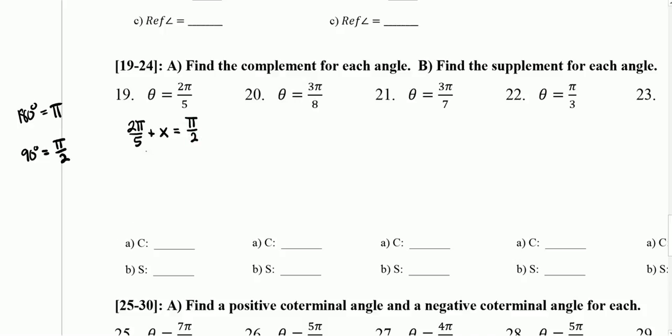So I'm going to subtract 2 pi over 5, and we get our complement is pi over 2 minus 2 pi over 5. We need a common denominator if we're going to subtract. So first fraction, I multiply top and bottom by 5, and I get 5 pi over 10. Second fraction, I multiply by 2, top and bottom, and I get minus 4 pi over 10. And so the complement is going to be pi over 10, because 5 minus 4 is 1, and we get 1 pi over 10.